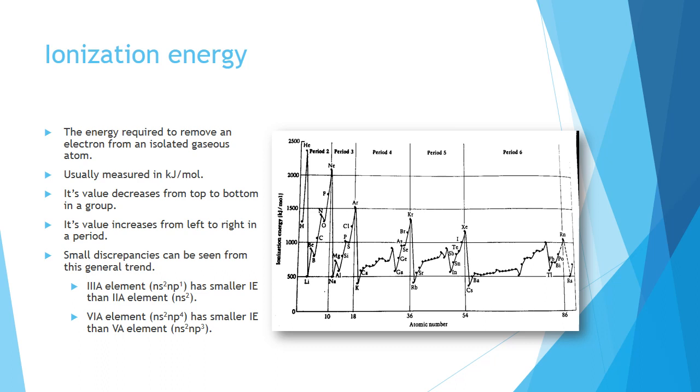Therefore, going from left to right in a period increases the ionization energy, or in simple words, we need to give more energy to remove electrons if we go from left to right in a period, and we need to give very small energy to remove electrons if we go down a group.